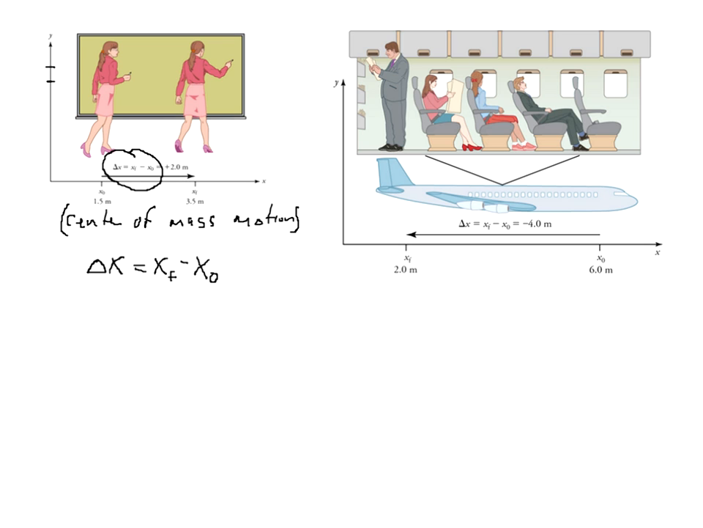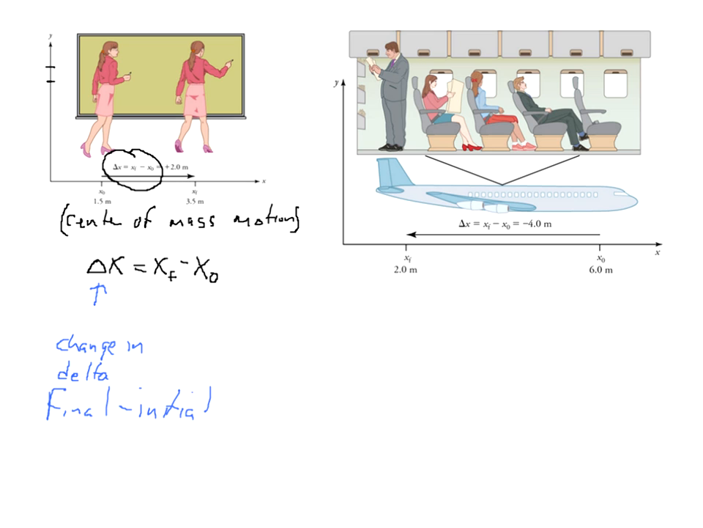So again, many of you have seen this before. So this here, this means change in. And it's a red delta. And what it means is final whatever minus initial whatever. So delta wealth would be final minus initial.